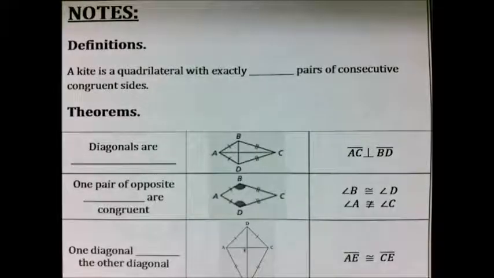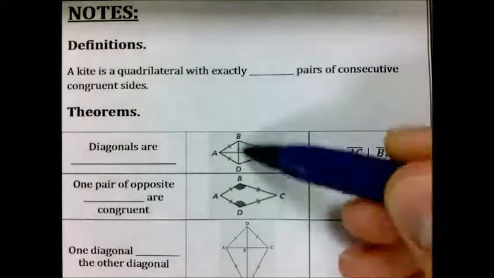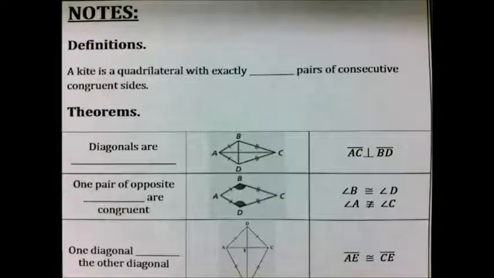Okay, so there's three theorems that go along with kites. The first one is that the diagonals are perpendicular. Perpendicular means that right here where the diagonals connect from A to C and B to D, right here at this angle, it's a right angle, a 90-degree angle. That's what perpendicular means.